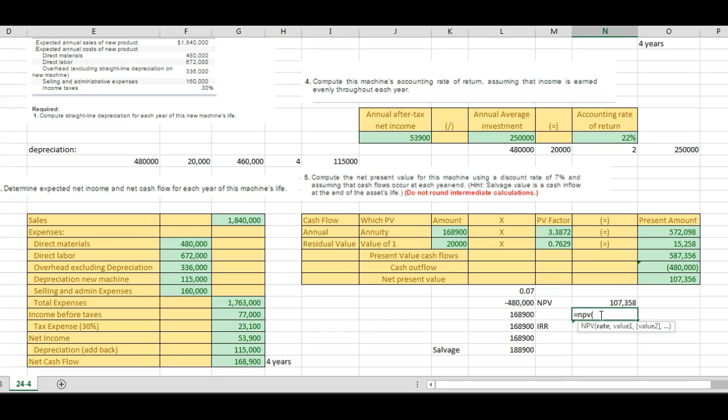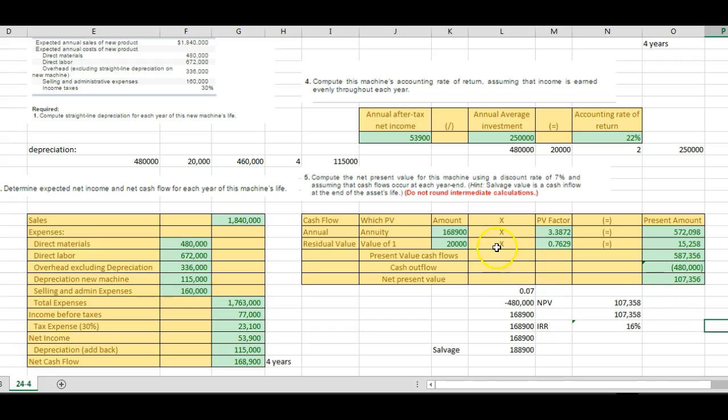parentheses, first thing is 0.07 rate, and then I'm just going to grab these right here, close it with the parentheses, and subtract that 480, and I come up with a great big long number, but we're going to make that go away real quick. There you go. And so here's the long way of doing it by hand, so you understand where the numbers come from, and this is the Excel way of doing it.